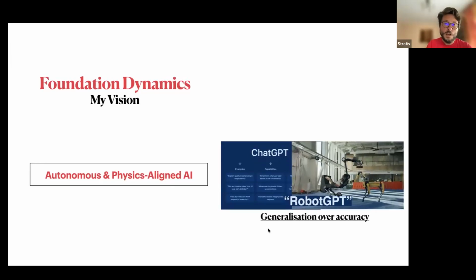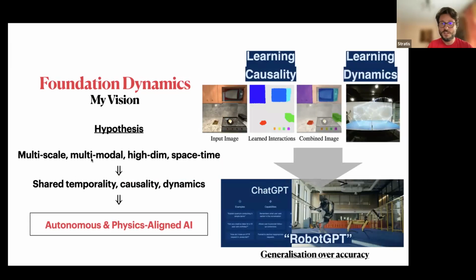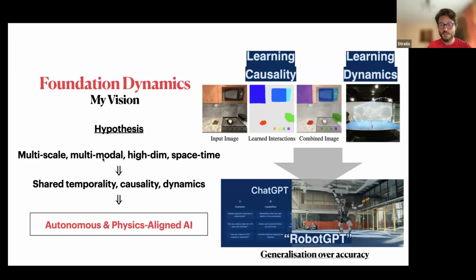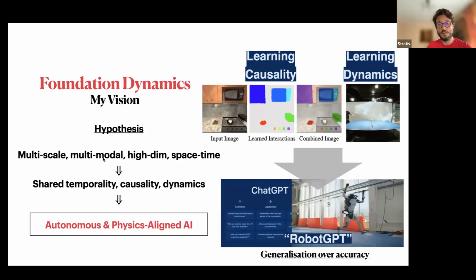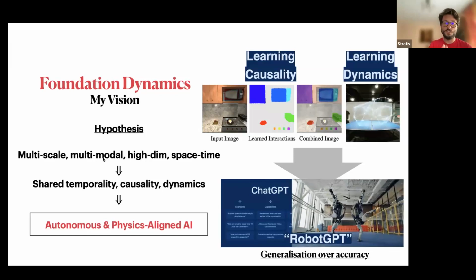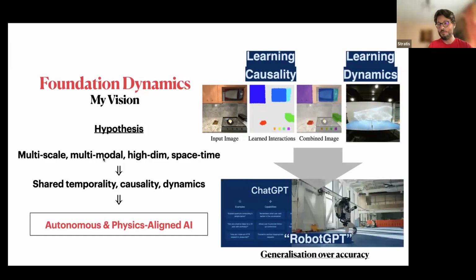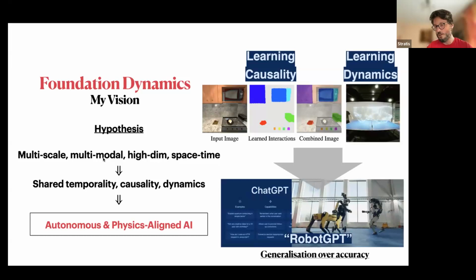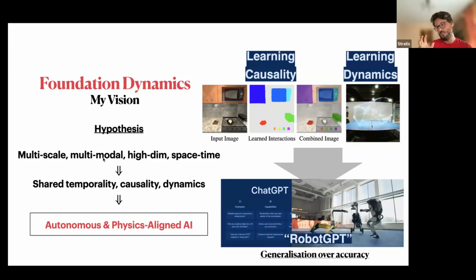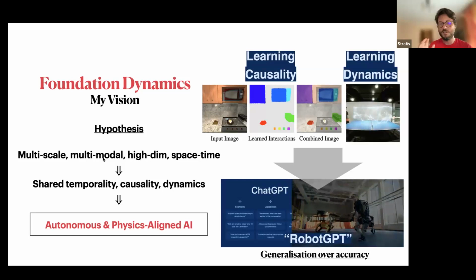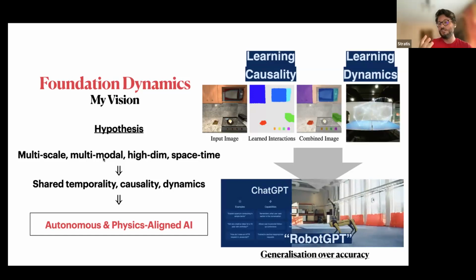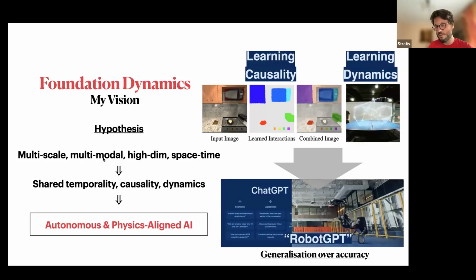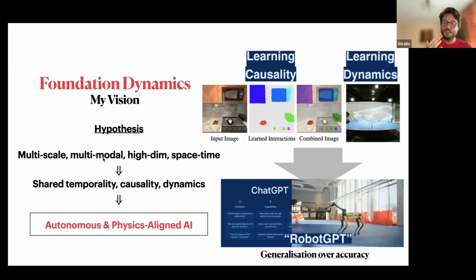And how this can be done, my hypothesis is that with multi-scale, multimodal, high-dimensional space-time data, there is shared temporality, shared causality, shared dynamics that can be leveraged towards autonomous and physics-aligned AI. I think, for instance, that for a robot to be able to generalize, if I throw a ball to the robot, the robot should be able to capture the ball. So it should follow the trajectory of the ball. Now, the canonical way of doing that right now would be learning to predict future frames, so painting pixels, basically. I think this doesn't make sense.